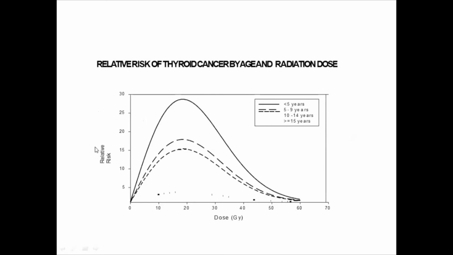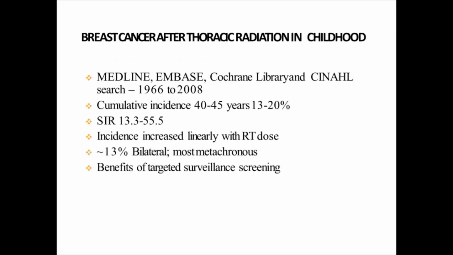In this graph, as you see, with increased age there is increased relative risk for thyroid cancers. So it shows that with increasing age and increasing radiation dose, there is increased relative risk for thyroid cancers as a secondary malignancy.